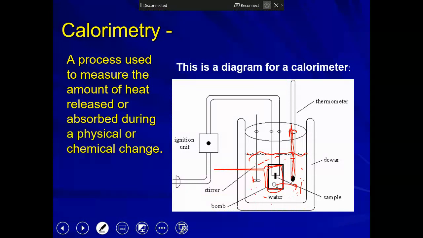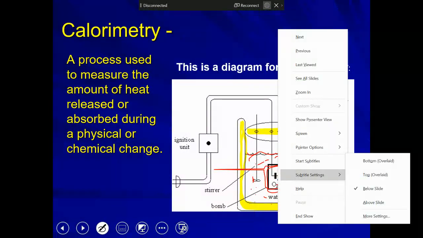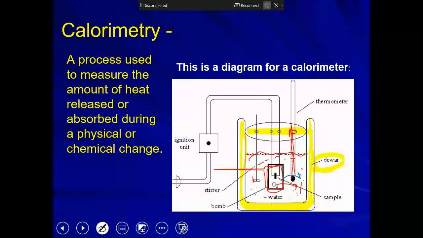This area around the outside, what they're calling the dewar, a dewar flask or a dewar container, is just one that has an air or an insulating type of layer. And this is an insulating top too, so that any heat that is given off by the change that's happening in here goes into the water and it prevents it from passing off into the surroundings. Usually there's some sort of stirring device too to keep the heat spread out evenly.